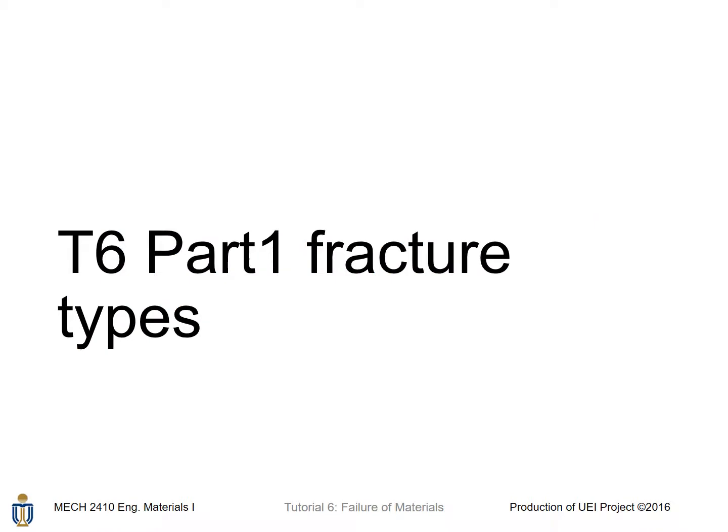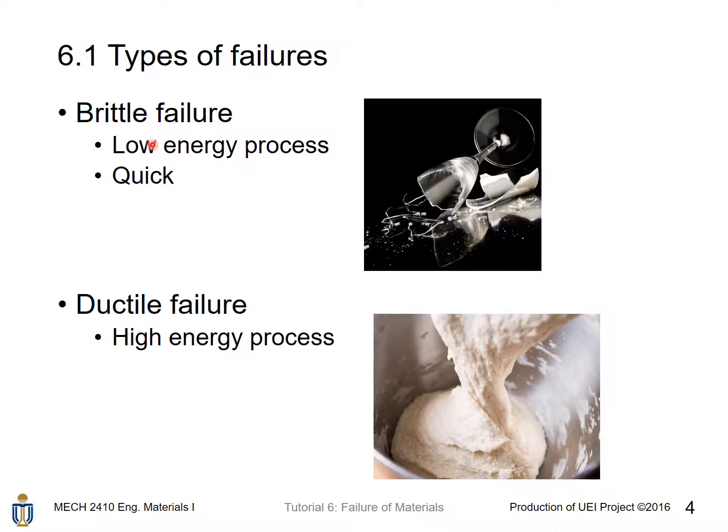Tutorial 6, Part 1, Fracture Types. There are two types of failures, brittle failure and ductile failure. Brittle failure is a low energy process and it is very quick. As its name suggests, brittle failure only happens for brittle materials, such as glass. For example, if you throw a glass object onto the ground, it will break. And as you can observe, when it touches the ground, the propagation of those cracks is very, very quick, and eventually the glass will break into pieces.